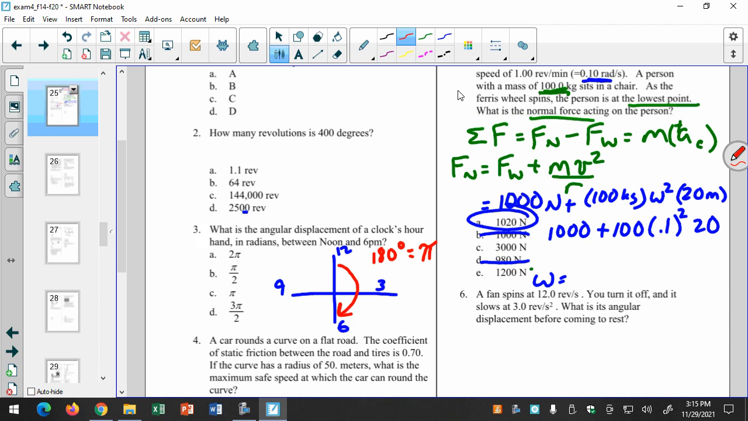You just need to know analog clock. You're probably going to have some variation of a clock problem on there. That's negative, right? Going in that direction? That would be negative, but I didn't give you a sign, so yeah, you're right. Clockwise is negative.